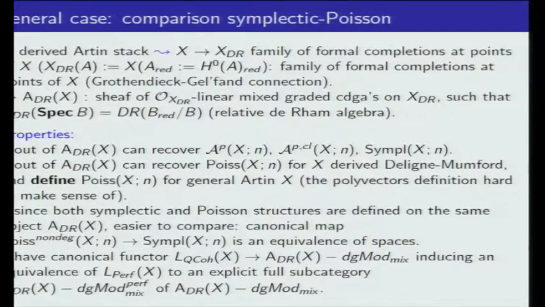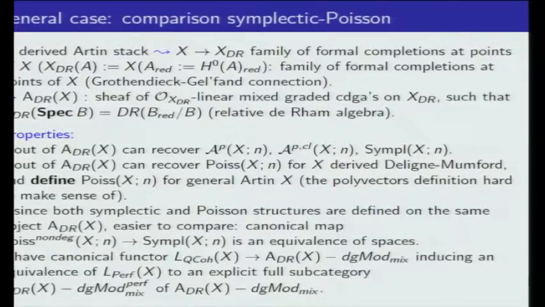And now what we gain is that both symplectic and Poisson structure are defined on the same objects, using the same object, the sheaf A_dR of X. So they are easier to compare, and in fact, the canonical map from non-degenerate Poisson to symplectic, you can prove that it's an equivalence of spaces.